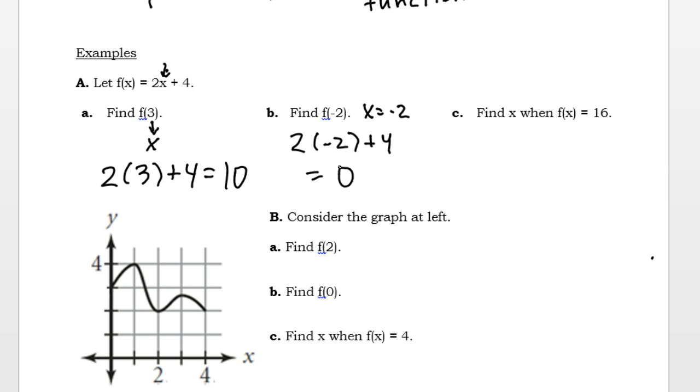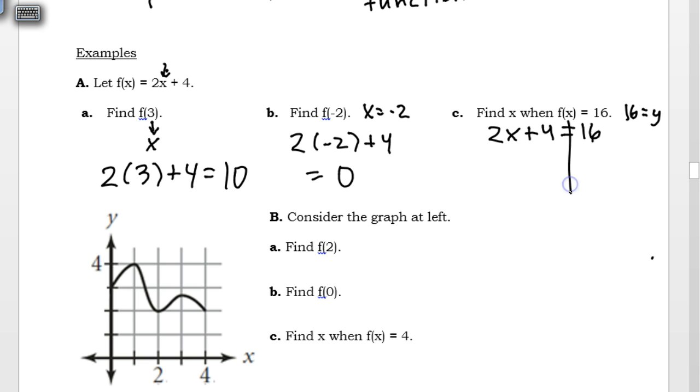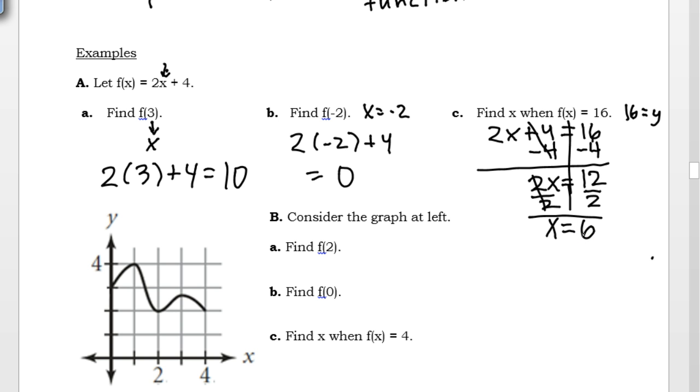The last one says find x. We don't know what x is, but we know f of x is 16. So I can take this value for 16, and that is equal to y in my normal y equals equation. So the equation that I have is now equal to 16. I need to figure out what x is, and we're going to just solve using our standard solution process. I subtract 4 from both sides to undo the plus 4. I will divide by 2 on both sides to undo the multiplied by 2, and x is 6.